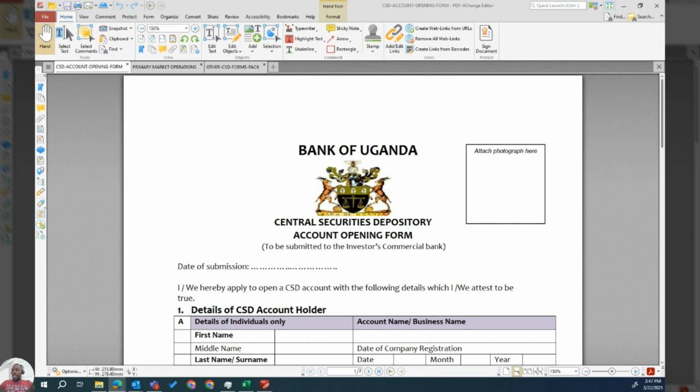This time around, this is a learning session for those of you who are getting interested in investing in treasury bonds and treasury bills. And so, what we are going to talk about today is the whole process that it takes for you to open up and start investing in a treasury bond or treasury bills in Uganda.